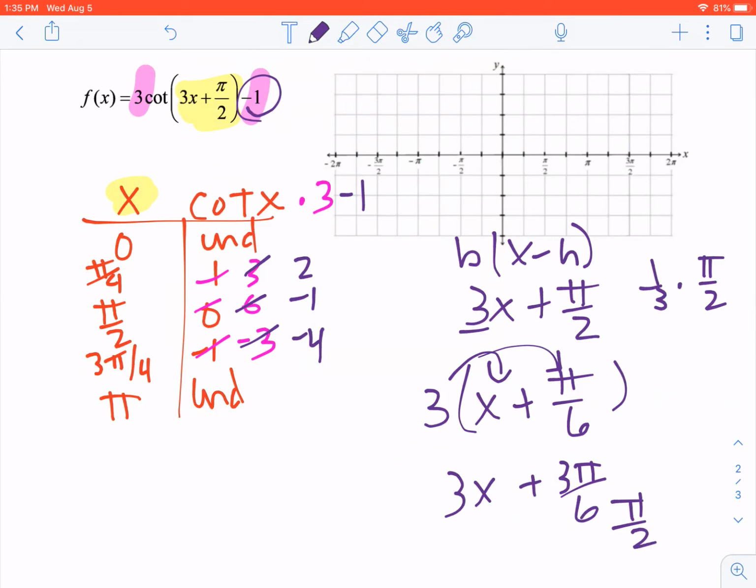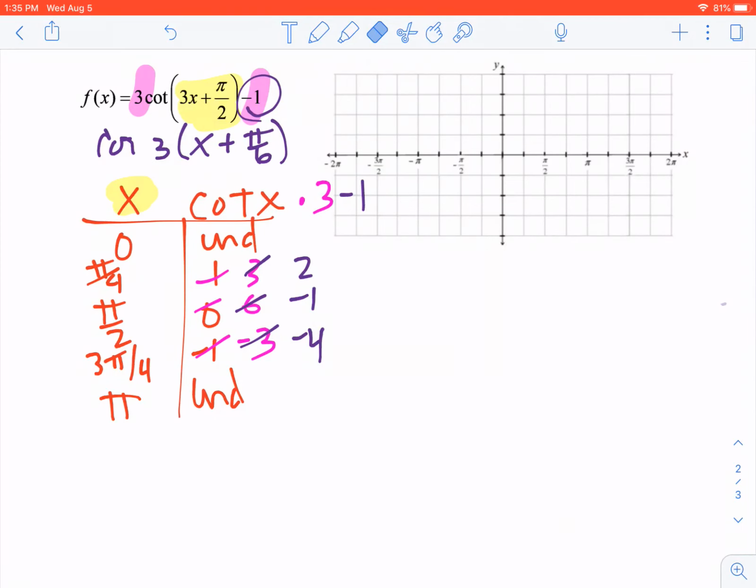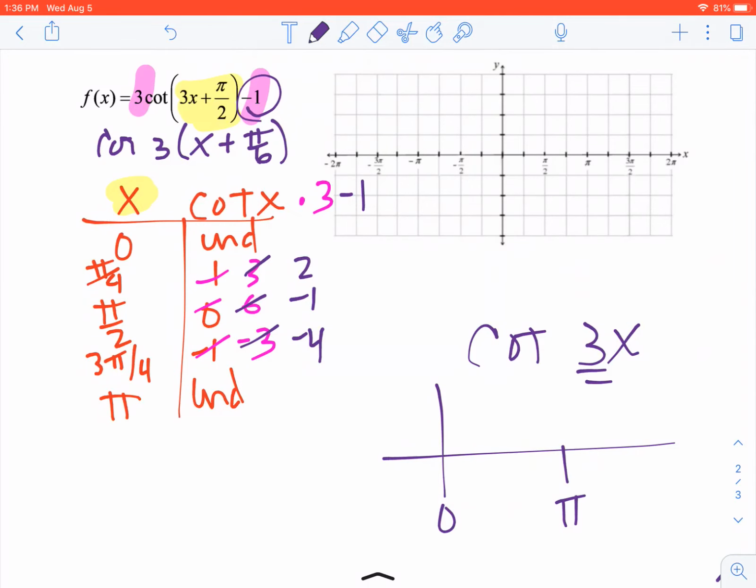So we have to really think of this as the cotangent of 3 times x plus pi over 6. And we have a phase shift of pi over 6. Now, this is the first problem where we have had an issue where our period is not going to be the same as the parent graph. So remember what it means to be the cotangent of a multiple angle. What that means is if cotangent is periodic between 0 and pi, now I can fit 3 cotangent graphs.